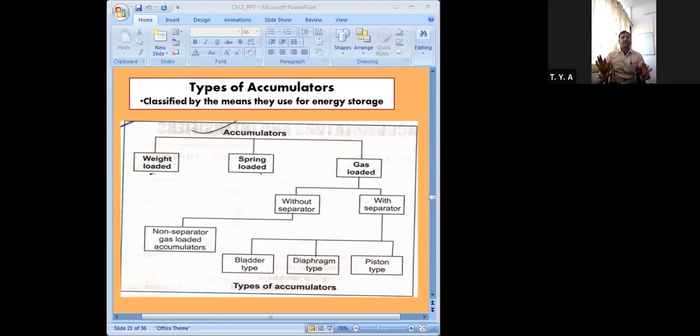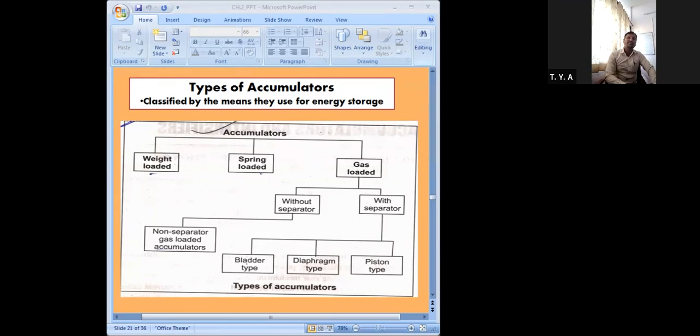Accumulator is a basic element of a hydraulic system which is used to store pressurized hydraulic fluid, that is, fluid which is under pressure. Whenever it is needed for any hydraulic device, at that time you can provide the pressurized hydraulic fluid from that accumulator. You can call it a hydraulic reservoir also, but the stored fluid is under pressure. Getting it?